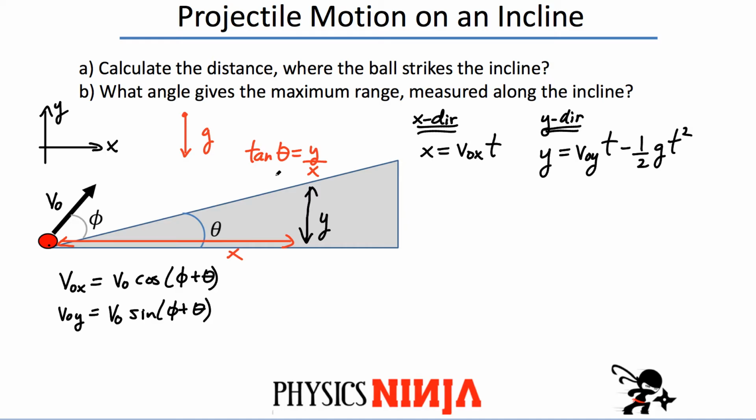If you rearrange this a little bit, you're going to find that the vertical height is simply equal to tangent of the angle theta multiplied by x. So this here is our equation that tells us where the surface of the ramp is for every value of x.